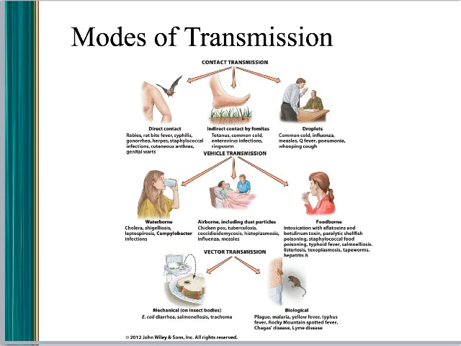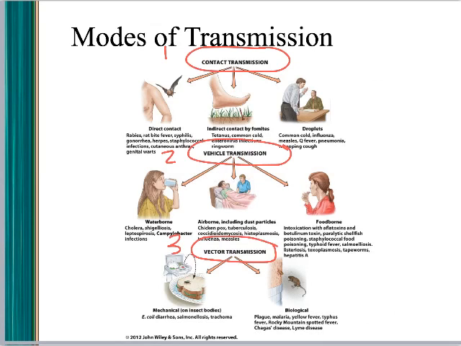Okay, now, modes of transmission. So there are 3 big modes of transmission: we can have contact, we can have vehicle, and we can have vector. So there's 1, 2, 3. Now those are subdivided.